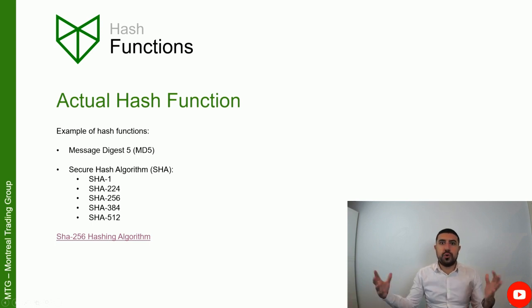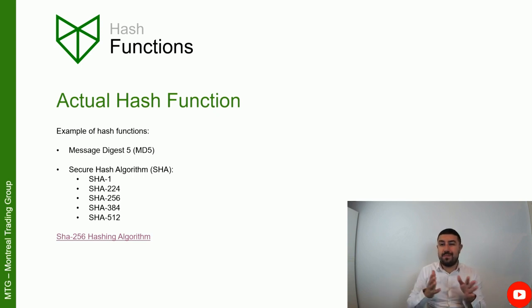So SHA-1 was super secure in the beginning. Governments used it. Everybody used it. Now, with computing power being so strong, people have been able to reverse engineer it, so it's not a secure hashing algorithm anymore. People don't use it. The most popular one right now is SHA-256.